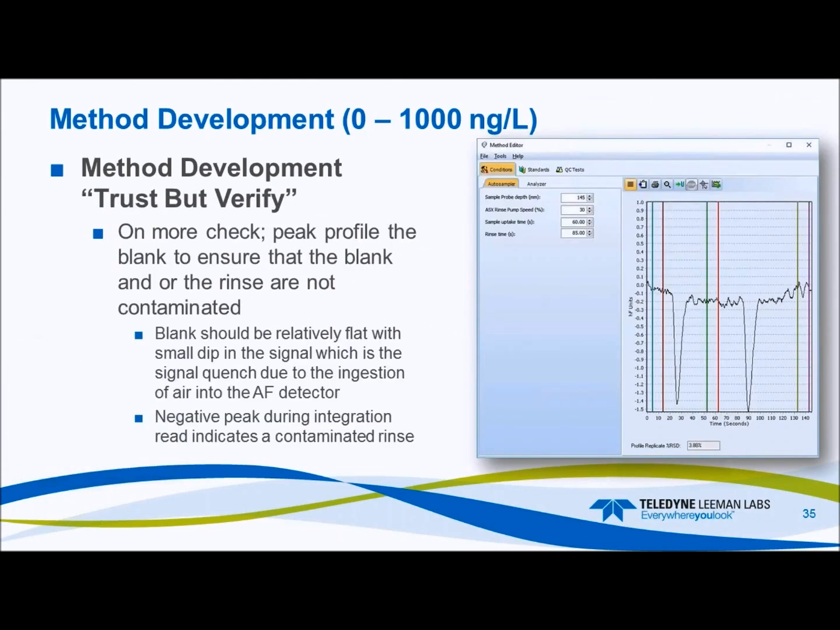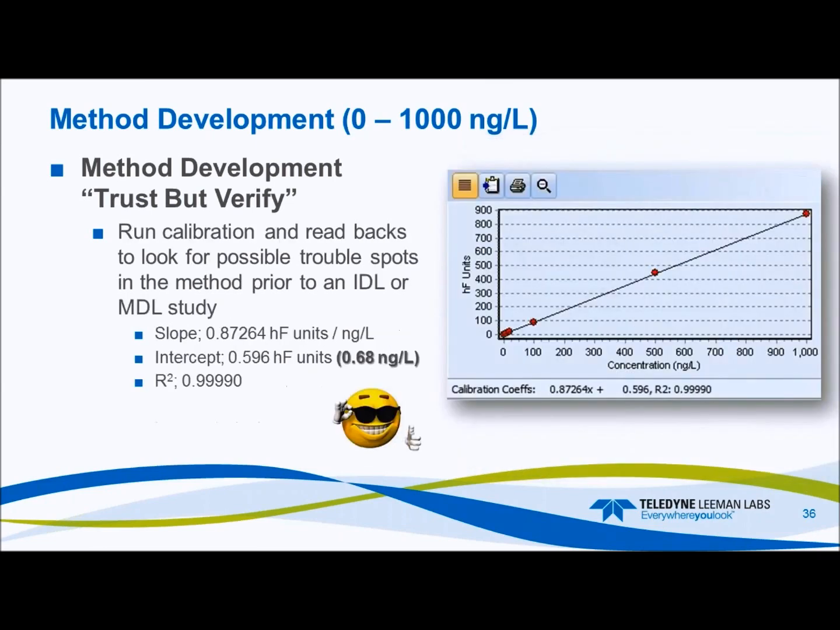So one more check. It's always nice to read the blank. Make sure you don't have any contamination. And your integration should be out of the quenching. So over here is the quenching. That's when the air goes through the system. Normally on a clean system, it might be anywhere from 0.2, 0.3 negative up to maybe minus 2 HF units. That's a clean system. And we'll talk about this later in the troubleshooting section. So this looks like a good rinse, so I'm ready to go.